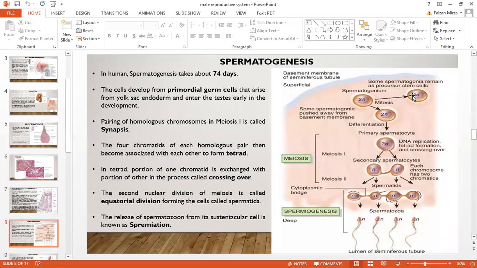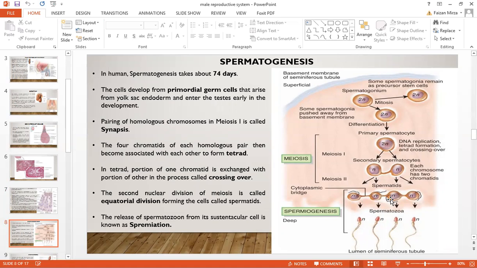Spermatogenesis is shown here. There is a diploid cell called the spermatogonium. It grows to form the primary spermatocyte. The primary spermatocyte undergoes meiosis, so it turns into secondary spermatocytes. Two cells are formed having a haploid number of chromosomes. They then further form four different cells by meiosis two. So spermatids will be formed.